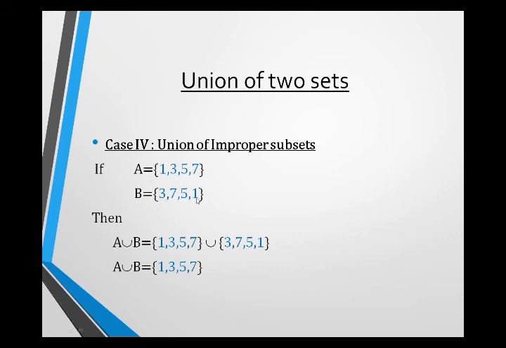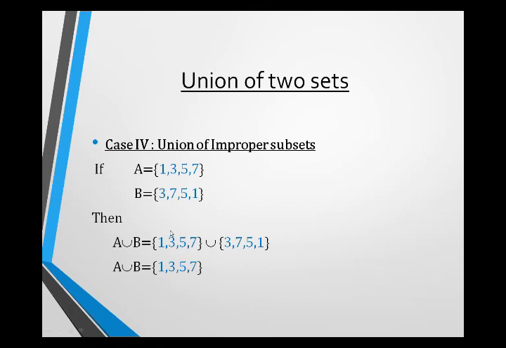But the arrangement is changed here. This arrangement doesn't matter here. Such kind of sets are improper subsets. And how do we find the union between improper subsets? As you can see that students, all the numbers are the same, and we know that those numbers which are identical will be listed only once in the union set. In both sets, all the members are identical, so they will be listed only once in the union set.